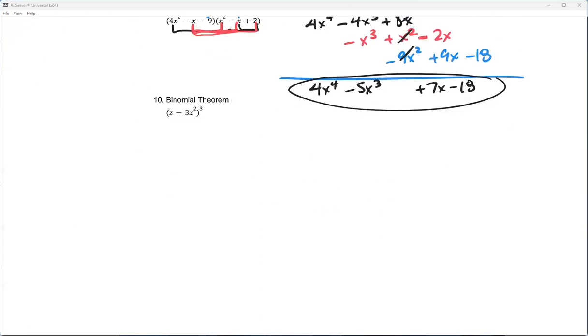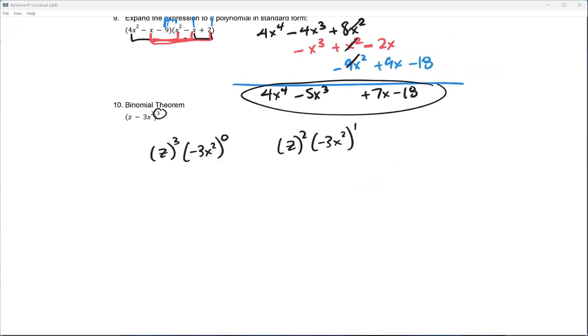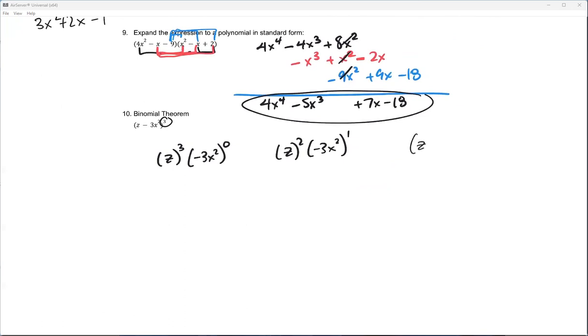Binomial expansion. Remember, it's z to the 3rd power, the highest, right? And then negative 3x squared to the 0 power. Z to the 2nd, and then negative 3x squared to the 1st. Z to the 1st power, and then negative 3x squared to the 2nd power. And then z to the 0 power, negative 3x squared to the 3rd power. Okay. And then remember, using Pascal's triangle, you're going to use 1, 3, 3, and 1. You're going to multiply everything out.